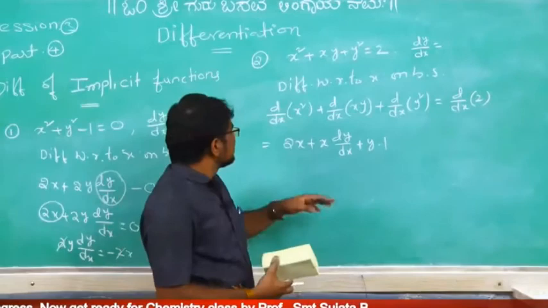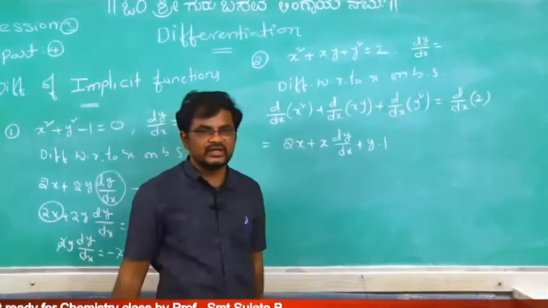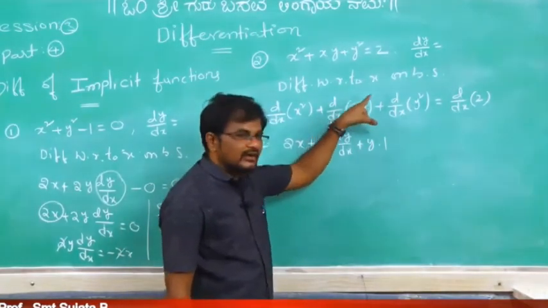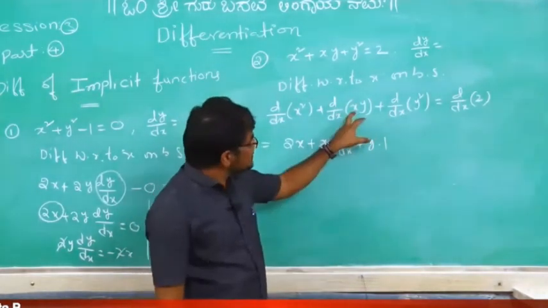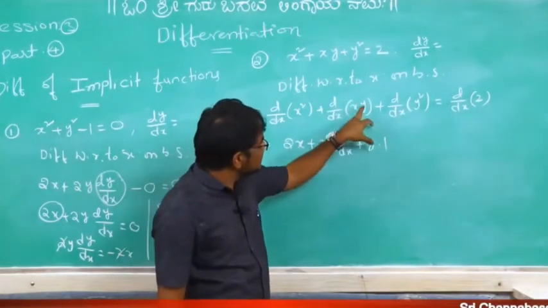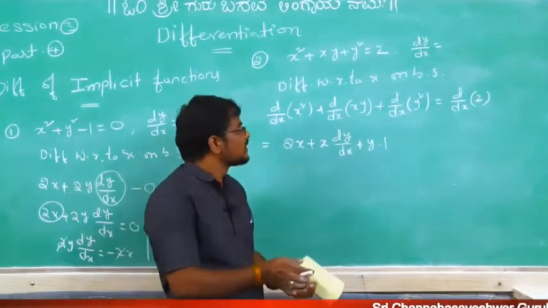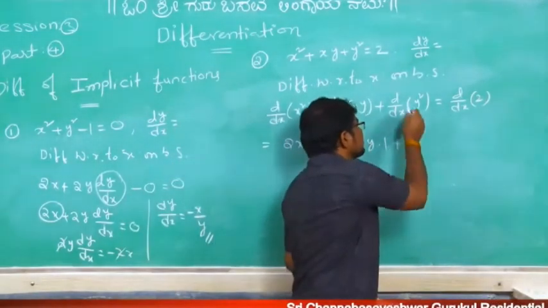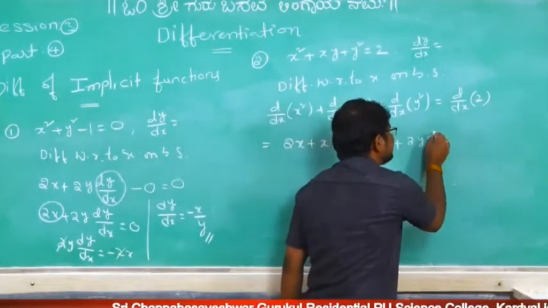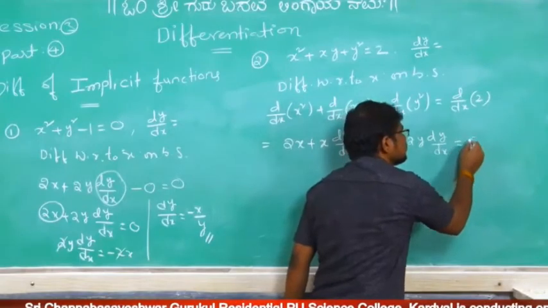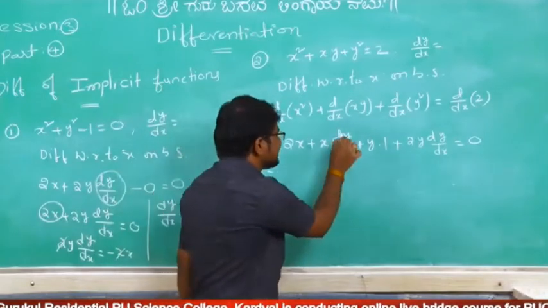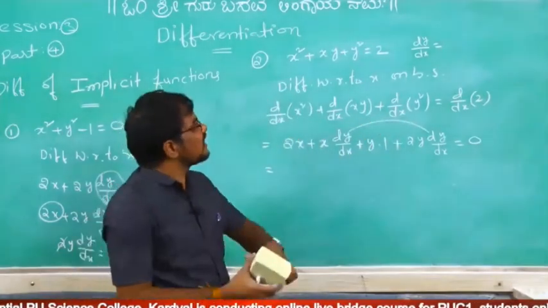Now once again see, differentiation of x square is 2x. And differentiation of xy is what? UV formula you have to apply. Understood? x into dy by dx, means x into differentiation of y, plus y into differentiation of x, which is 1, plus differentiation of y square, 2y dy by dx, equal to 0.